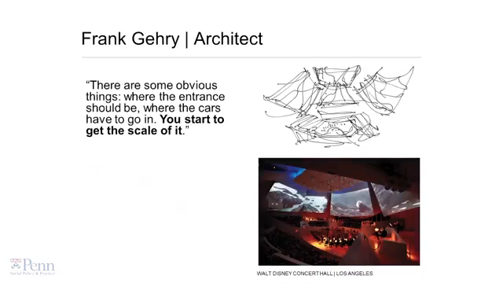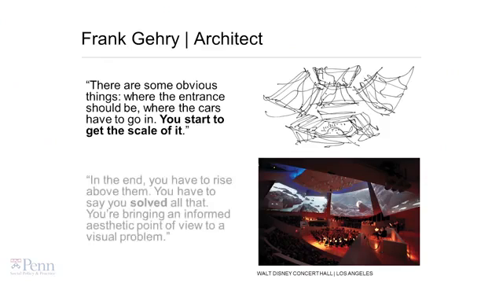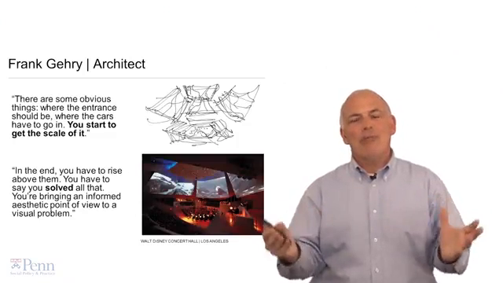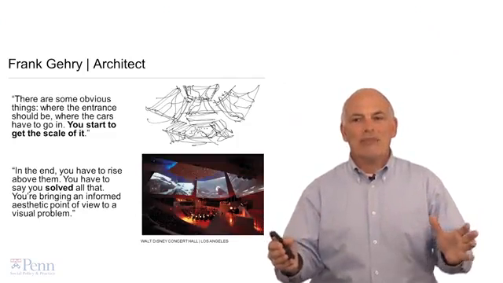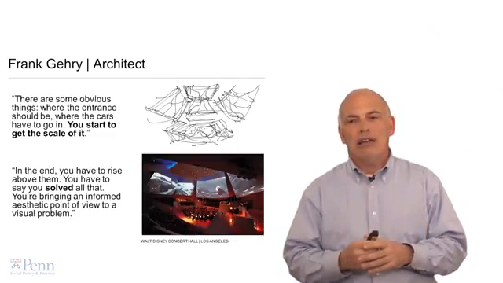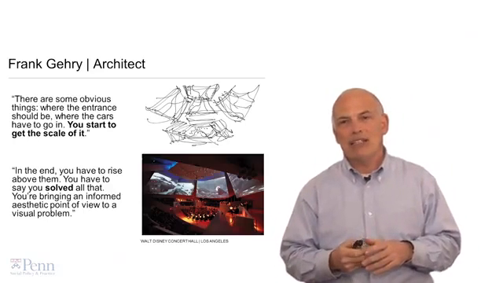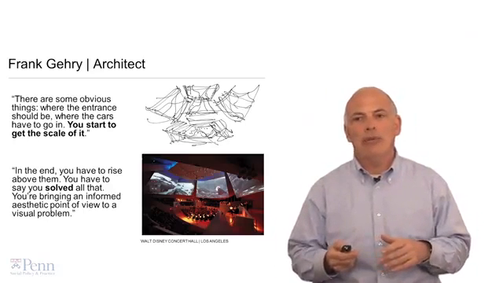Frank Gehry once said, there's some obvious things, where the entrance should be, where the cars need to go in, and then you start to get the scale. You start to get a sense of how it's all going to fall into place. In the end, he says, you have to rise above these constraints. You have to solve problems. You have to bring an informed aesthetic to a visual problem. And so his approach involves starting very broad with a few fixed items and then narrowly kind of tightening up the range of possibilities until he finds the highest and best design available.